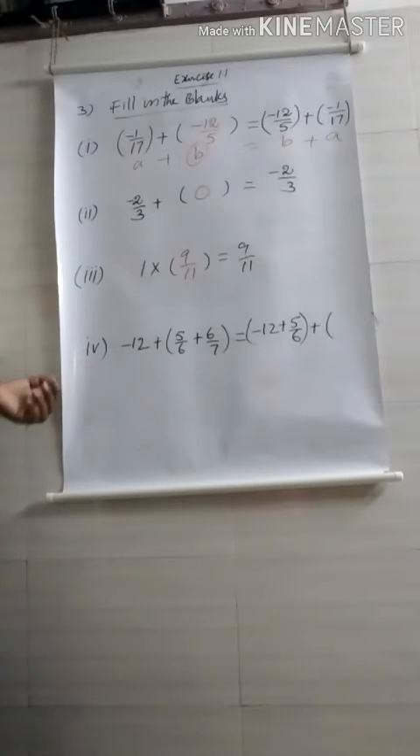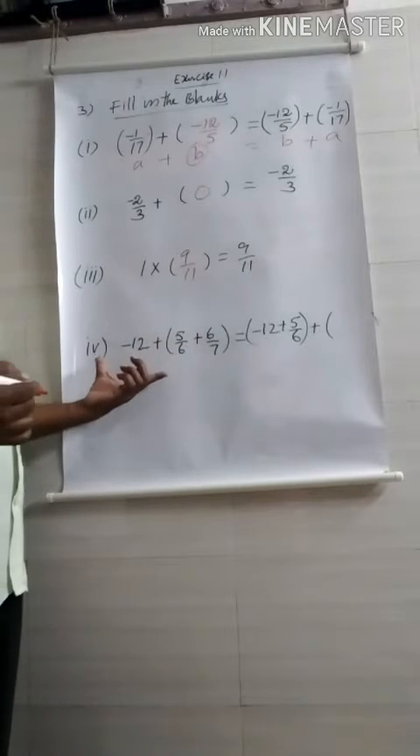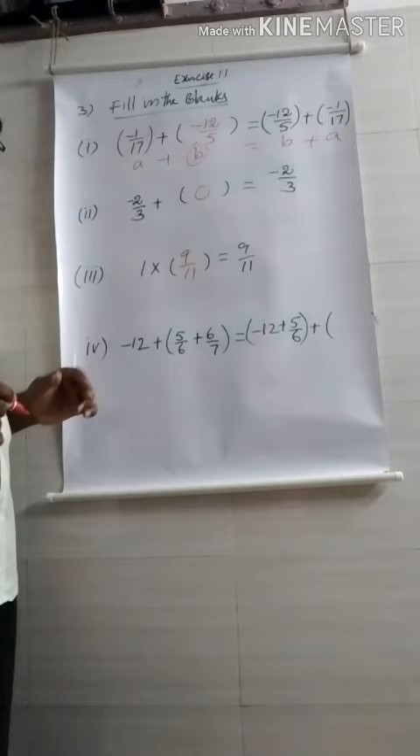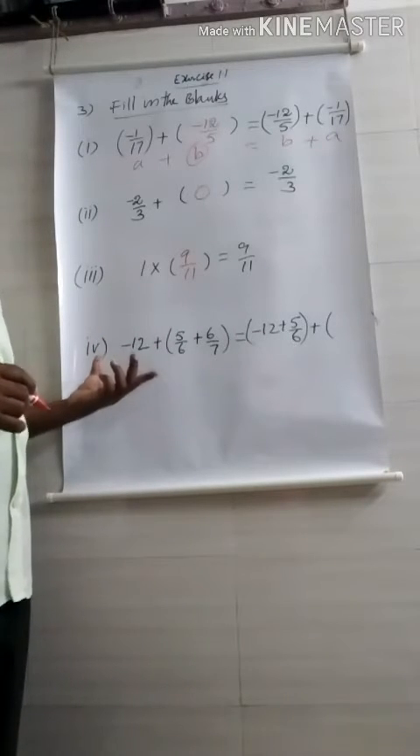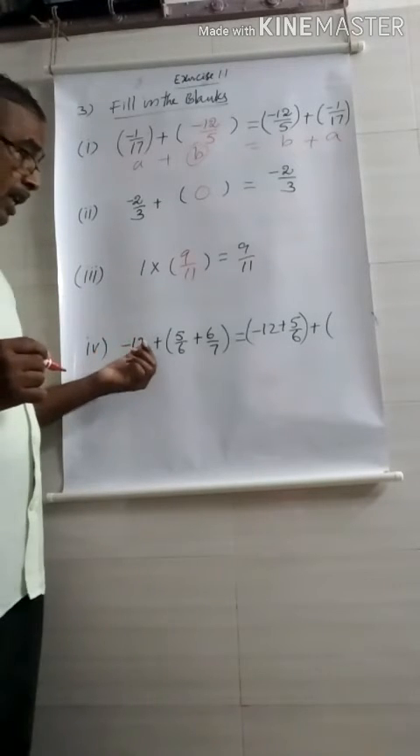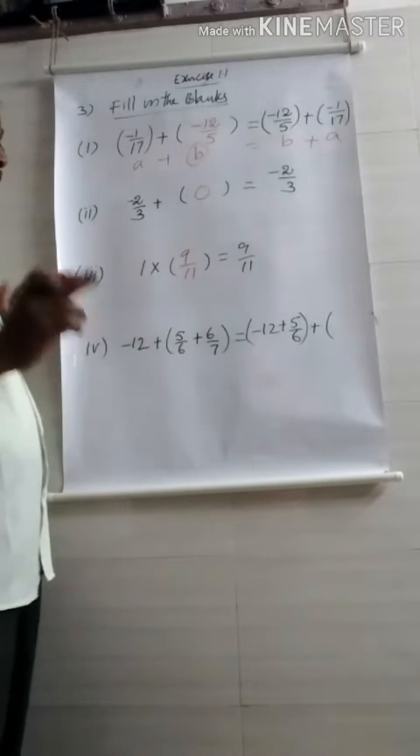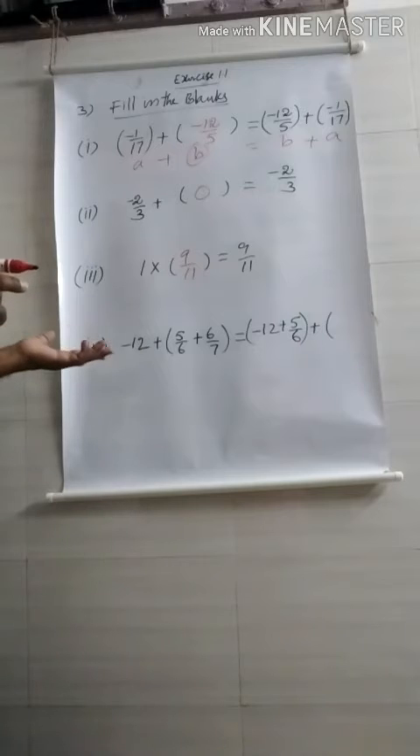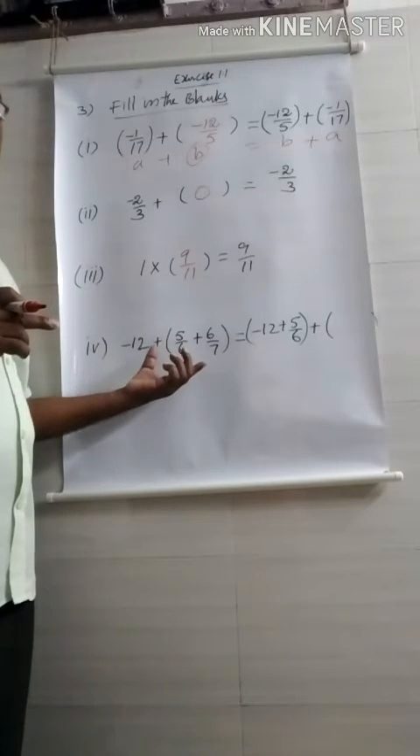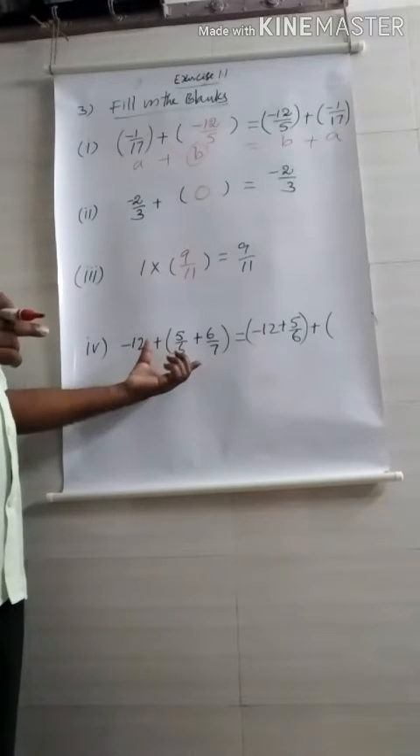Now we move to the fourth one. Here you may observe how many numbers are there in the left hand side part. 1, 2, 3. When there are 3 rationals on the left hand side, which property is it? It's associative and also distributive. But here, what are the symbols between these 3 given rationals? Addition symbol. So this is the associative property under addition.